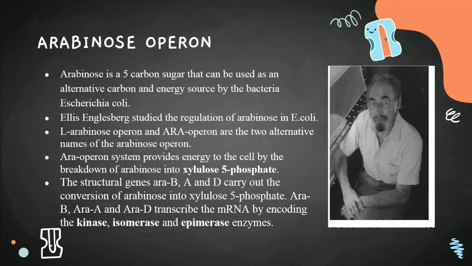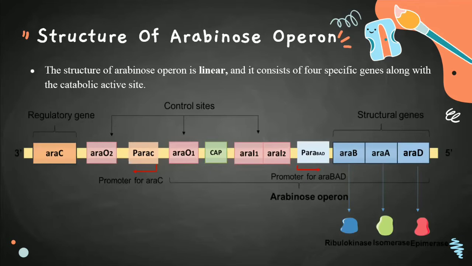Arabinose operon is basically a system that carries a number of genes like regulatory, operator, inducer, and structural genes for the breakdown of arabinose into xylulose 5-phosphate. The structural genes are araB, araA, and araD. These produce metabolic enzymes like kinase, isomerase, and epimerase, respectively, which help in the conversion of arabinose into xylulose 5-phosphate, which then enters the pentose phosphate pathway.